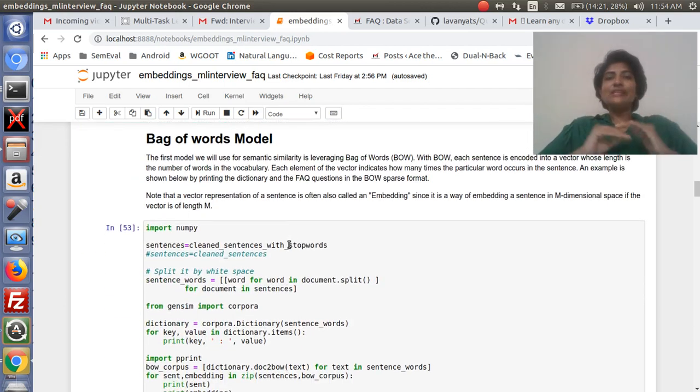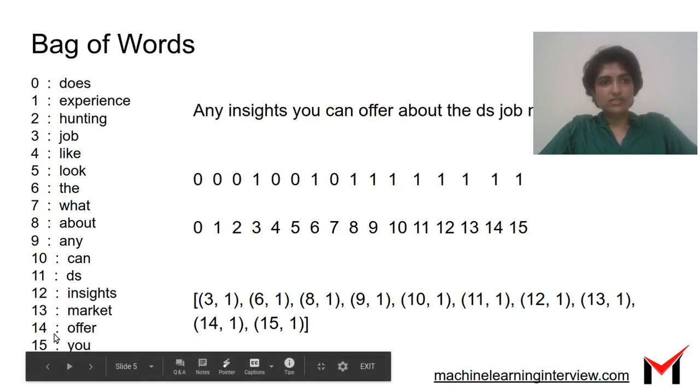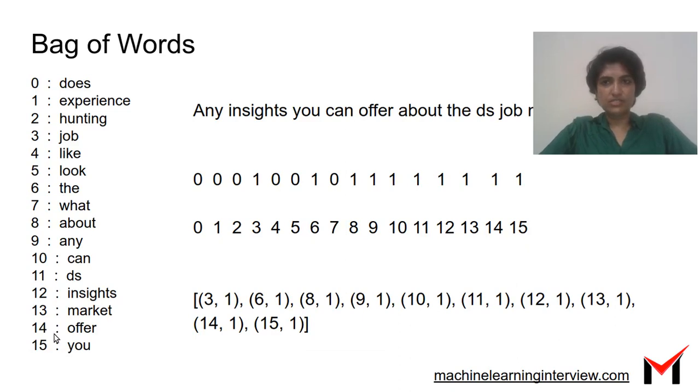Okay, let's look at the first way now. Now we come to the fun part. How do we convert these sentences to vectors? First, let's look at the bag of words model. The bag of words model essentially builds a vector for each sentence, where every element of the vector talks about whether a particular word is present or not. So the first step to do bag of words is to create a dictionary of words. As you see here, there is a dictionary of words. I've just printed the first 15 words in the dictionary.